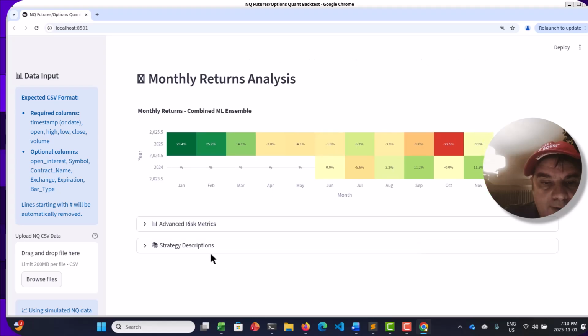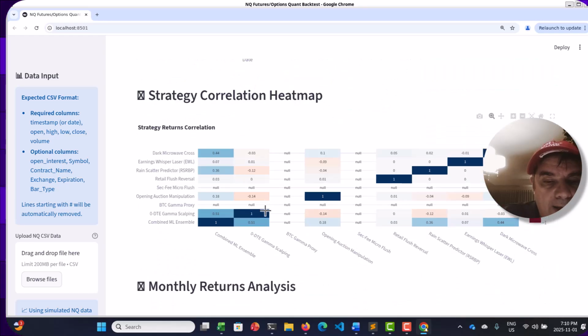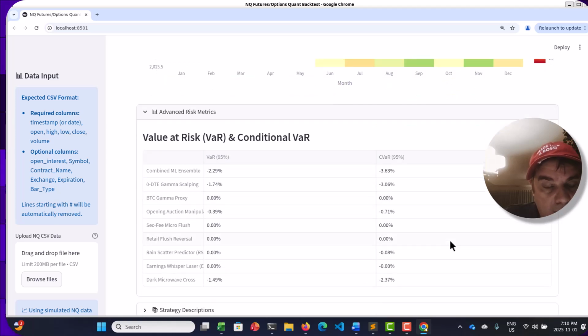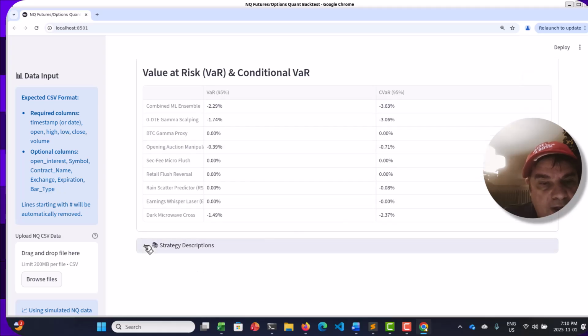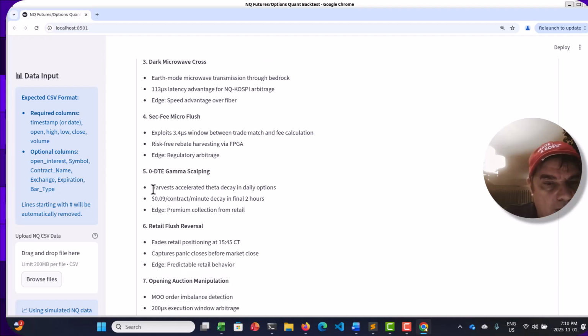So let's see here. There's so many options that this AI thing can give you. It's crazy. Okay, so again, here I have the advanced risk metrics. If I look at the zero DTE, the conditional variance is slightly negative. So here's the description. The zero DTE, which is a word a lot of HFT uses: harvesting, extracting accelerated theta decay in daily options. So 0.09% per contract per minute decay in the final 2 hours.